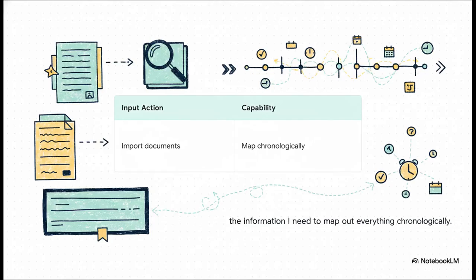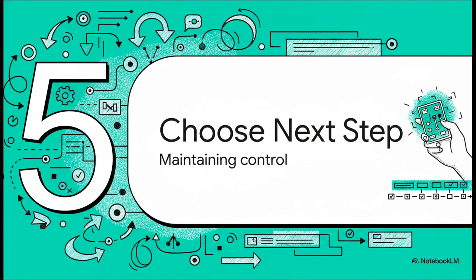Just look at the direct relationship here. Your input action, importing those documents to the notebook, is the exact trigger that unlocks the system's capability to map out everything chronologically. The AI explicitly needs those sources to build the timeline. It's not just taking wild guesses, it's building strictly from that foundation you just curated for it. Let's move to the final piece of the puzzle and see how this all builds together.